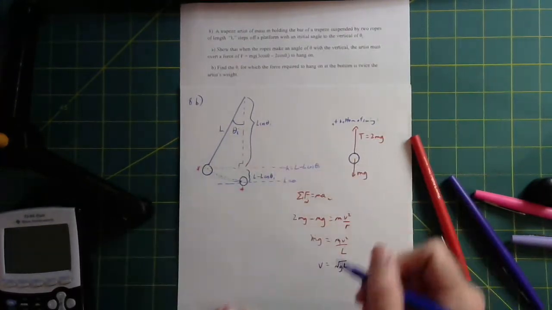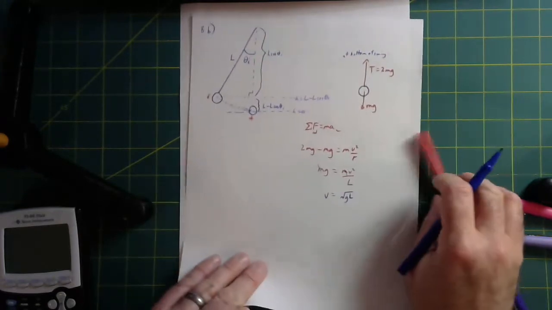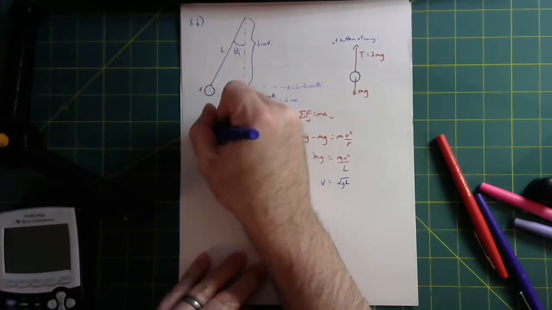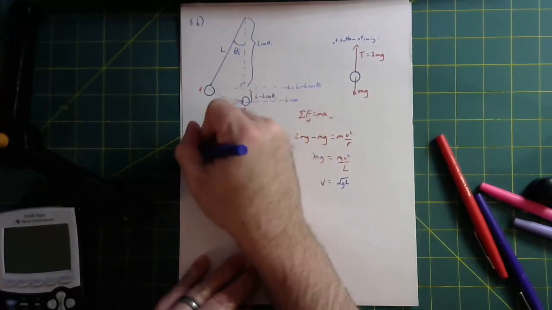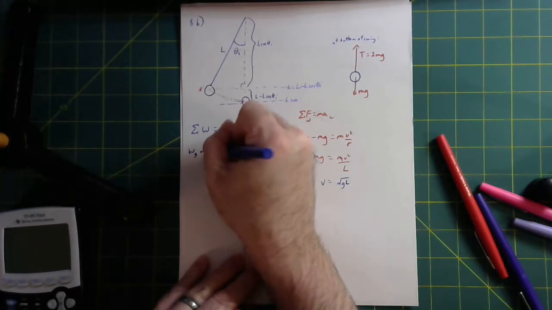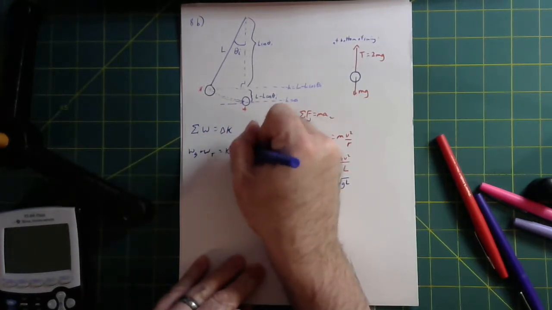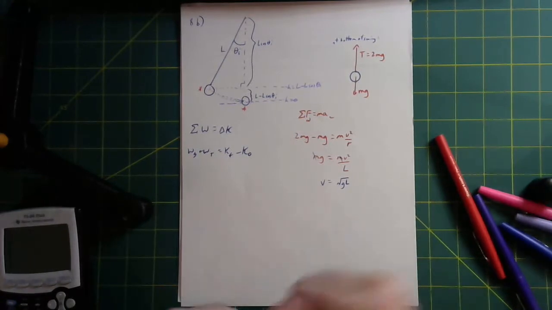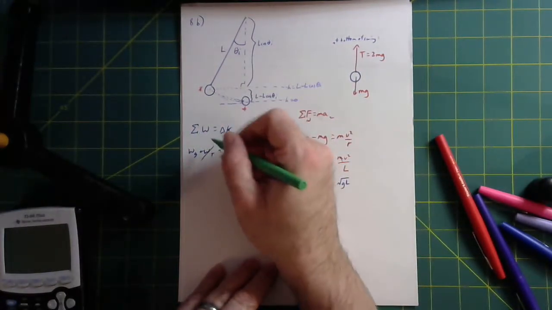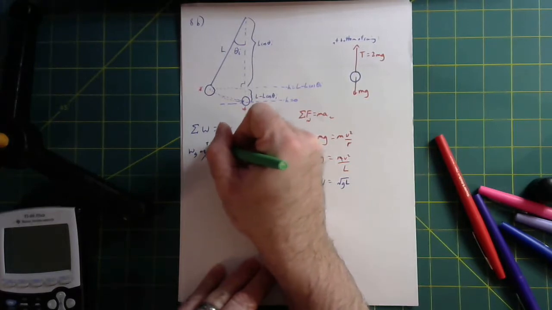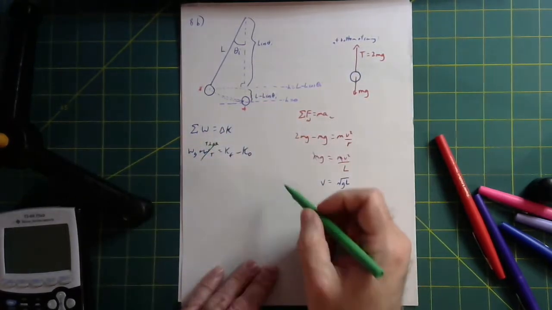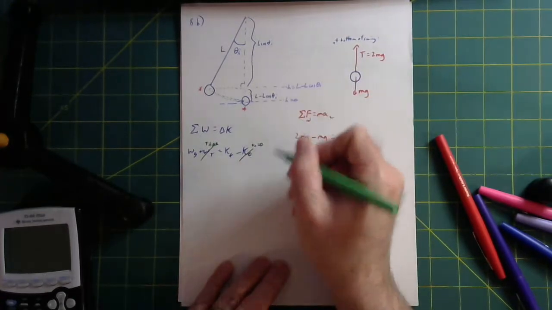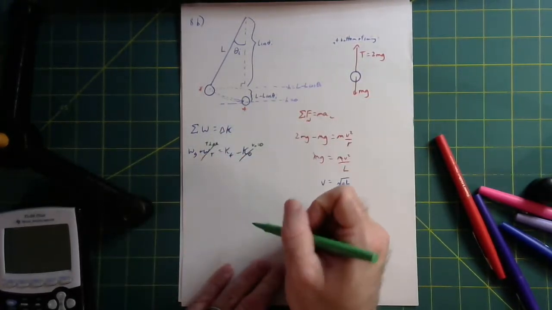Okay, we're going to do our work kinetic energy theorem. So we're going to say sigma W is delta K. Work by gravity, work by tension is K final minus K initial. We know that that tension does no work because the tension is perpendicular to the motion at all times, because T is perpendicular to delta X. We know that our initial kinetic energy is 0 because v naught was 0. Right? We're starting from rest and swinging down.